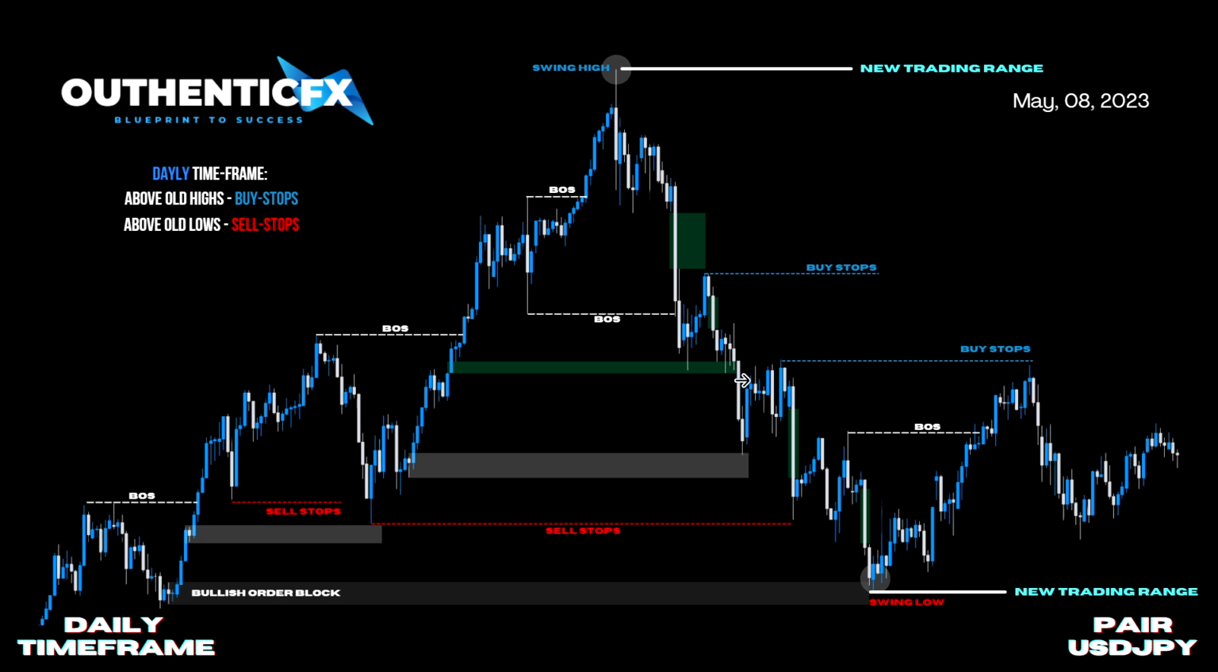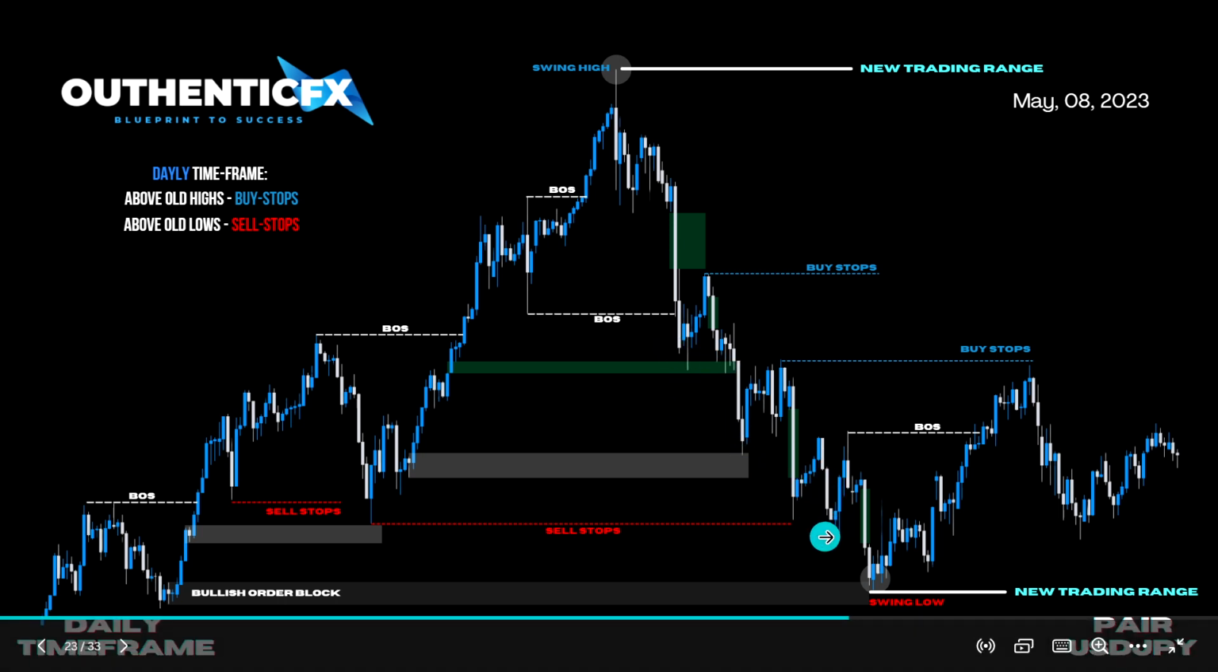The only reason why I didn't mark it up is because I don't want my charts to be cluttered, and I want you to stay focused on the main important factors. We then have a retracement, expansion to the downside, breaking structure. These breaks of structure are all marked up, obviously, if you want to clutter your charts.